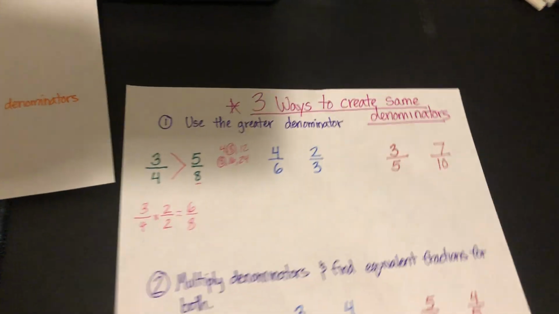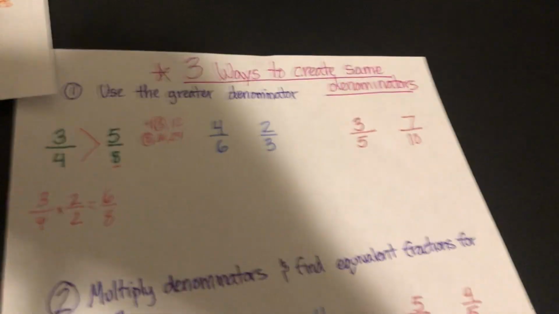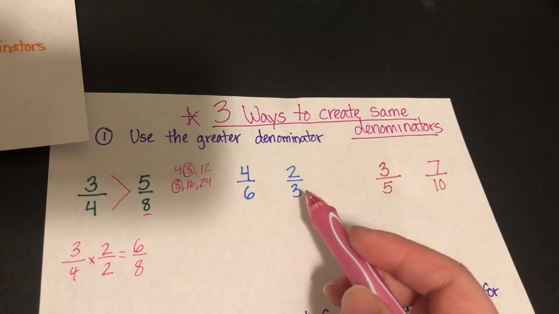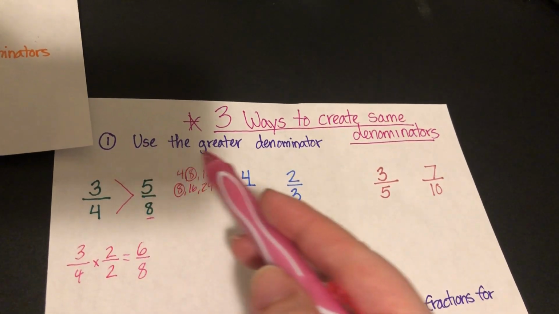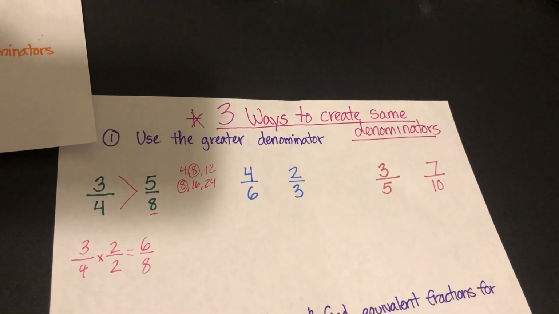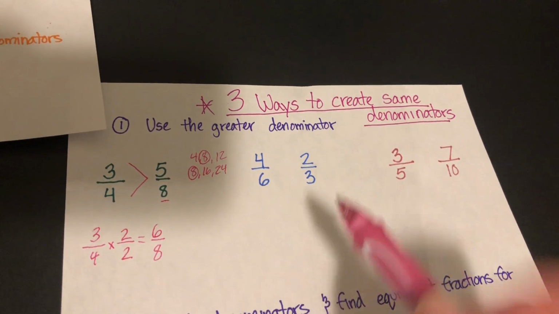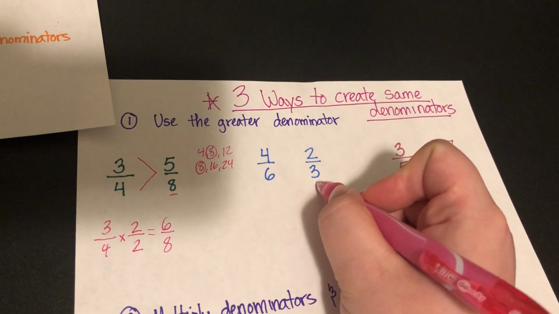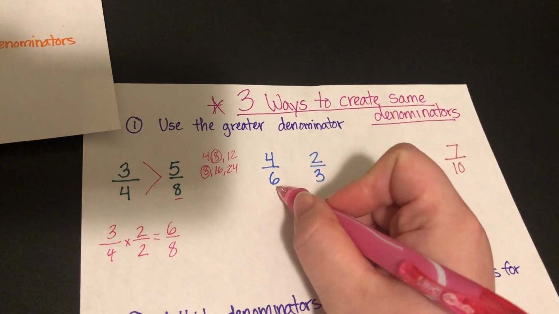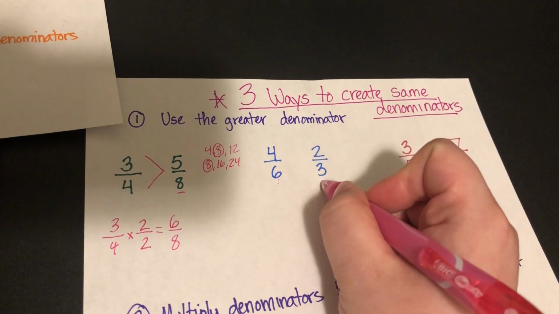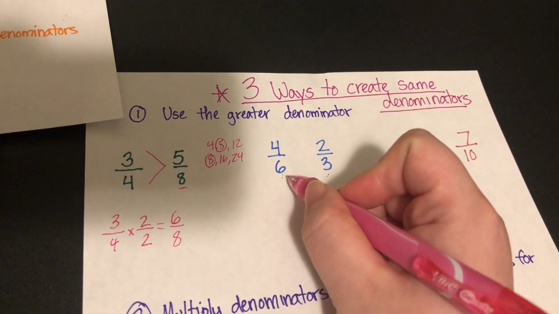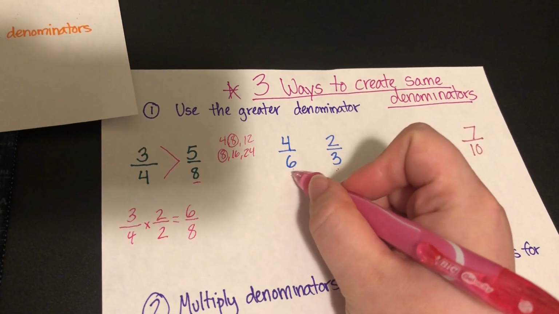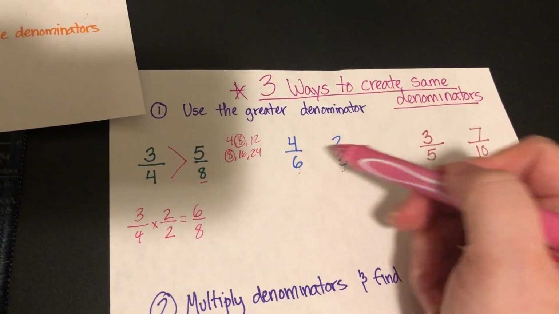All right, we're going to do another one. Sorry, I've got my phone, my shadow here. There's my hand. Okay, so we have 4/6 and 2/3. It says to use the greater denominator, and let me tell you why. 3 and 6 work really well together because 3 is a factor of 6. 6 is a multiple of 3. You could do 3 times something to give you 6. And so we're going to use this denominator as our same denominator for both of the fractions.